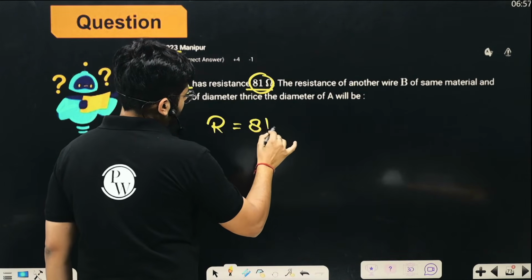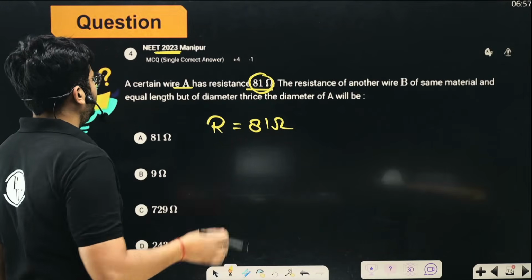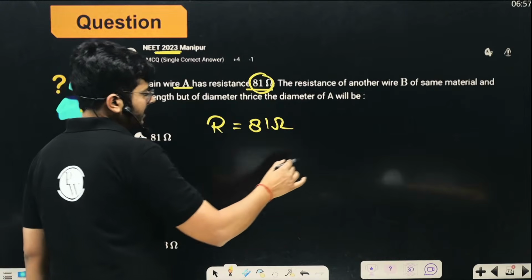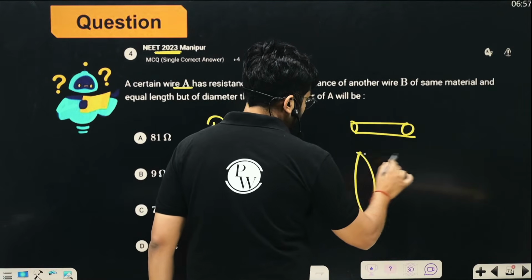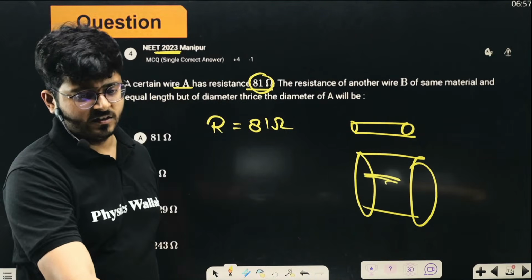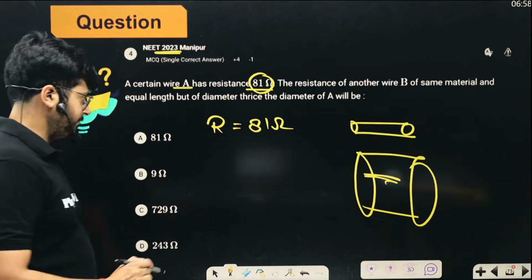Resistance of this wire is 81 ohm. The resistance of another wire B of same material and equal length, but the diameter is thrice of A, right? So you see that length is same, but the diameter is thrice of A. What will be the resistance of this thing? Again, think about it.